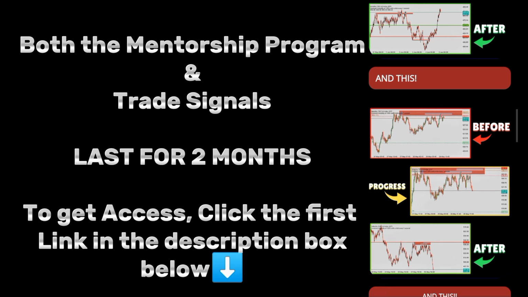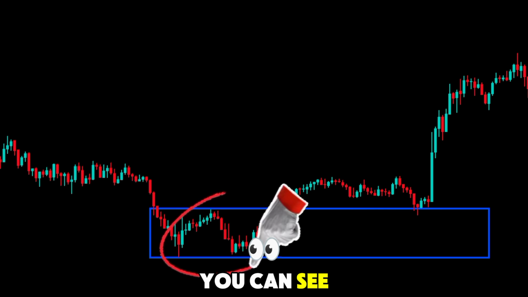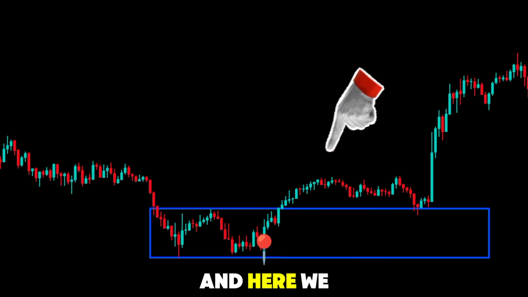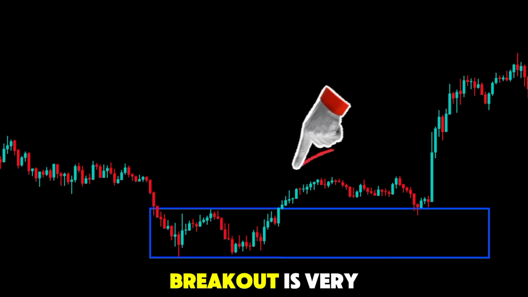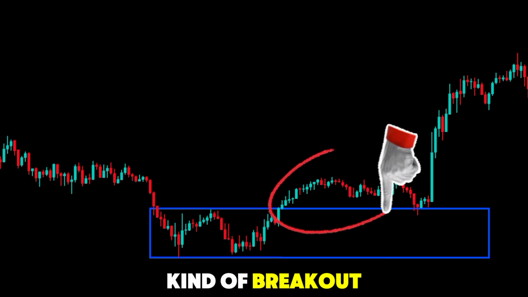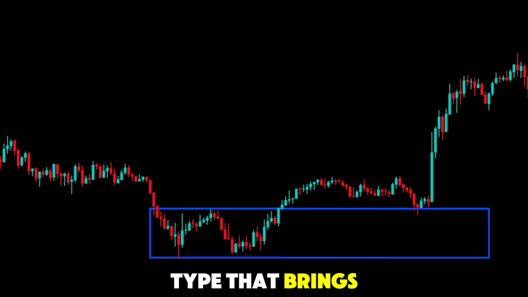Now, let's get to the examples. So first off, we need a double top or a double bottom to appear on the chart, with one target area already trying to break out. And right here, you can see that we have just that. So we wait for a clear breakout, and here we have it. See how this breakout is very evident and not small. This is the kind of breakout that you always want to see. This is the type that brings you profits.